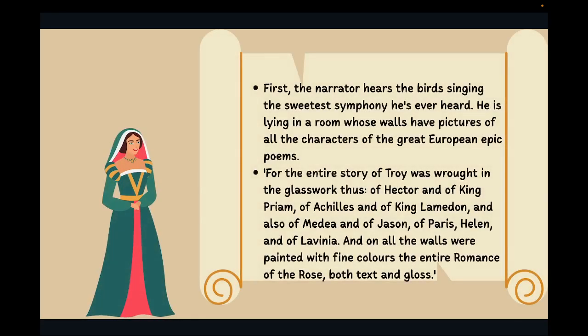First, the narrator hears the birds singing the sweetest symphony he's ever heard. He's lying in a room whose walls have pictures of all the characters of the great European epic poems. For the entire story of Troy was wrought in the glasswork thus, of Hector and of King Priam, of Achilles and of King Laomedon, and also of Medea and of Jason, of Paris, Helen, and of Lavinia. And all the walls were painted with fine colors, the entire romance of the rose, both text and gloss.